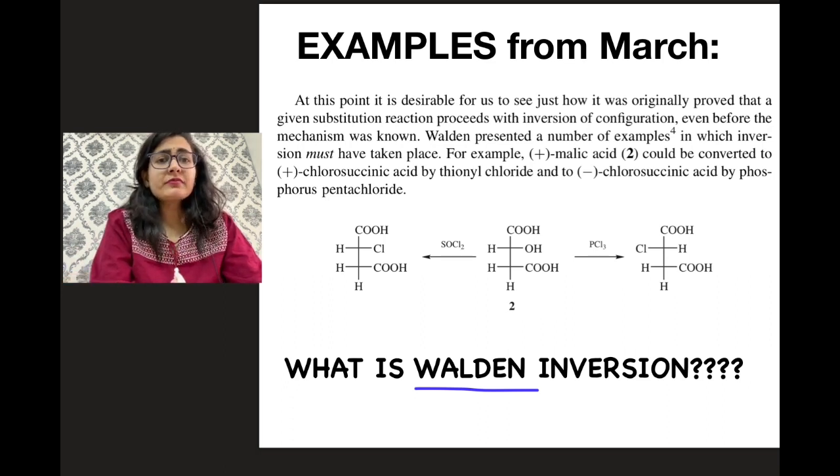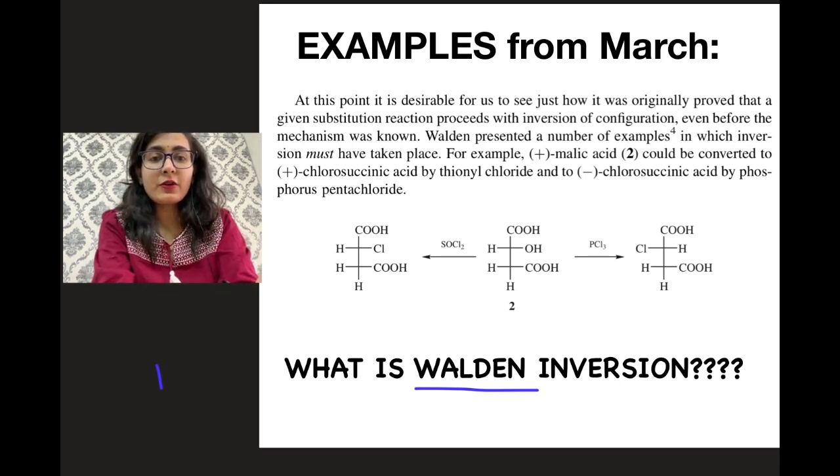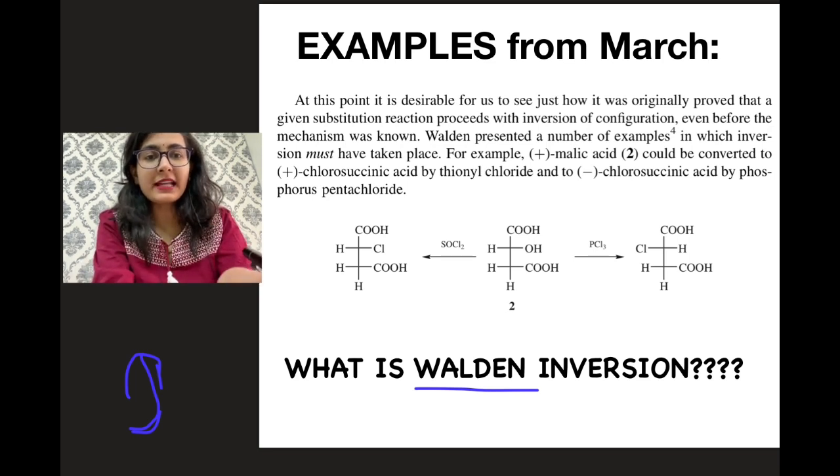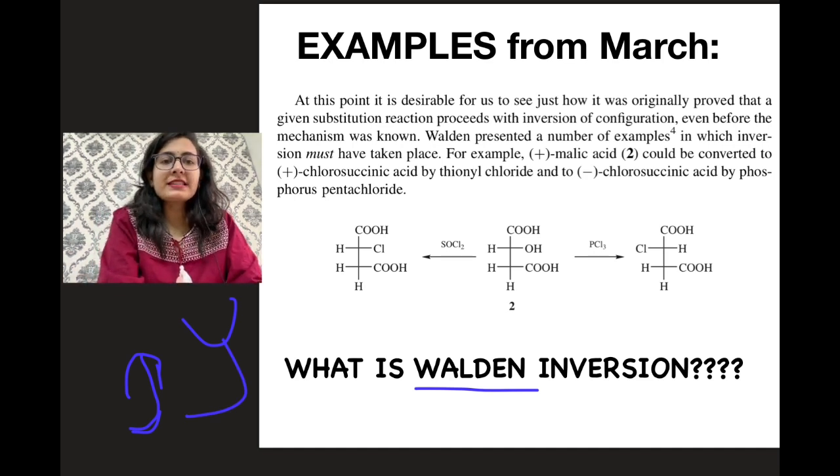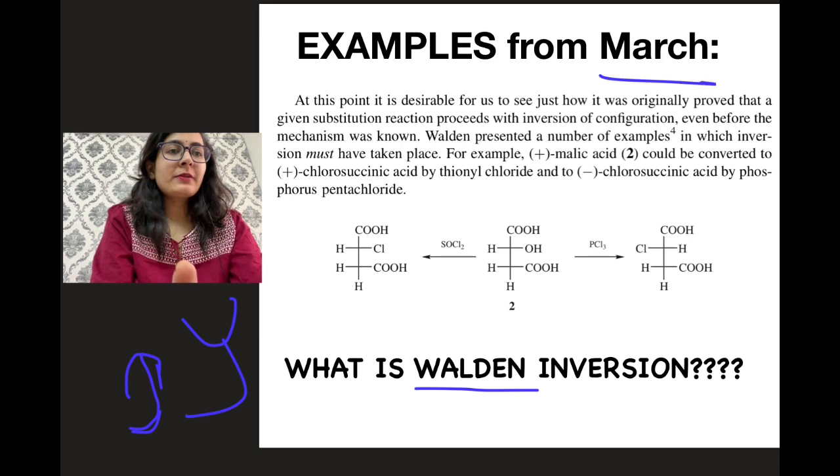Walden inversion is just like flipping of an umbrella. For example, if this is your umbrella like this, in this way, all right, and when strong wind passes by, the umbrella is going to flip like this, in this way, basically. All right, so that is the Walden inversion which is taking place, the stereochemistry inversion, right? So yes, this example is from Jerry March.